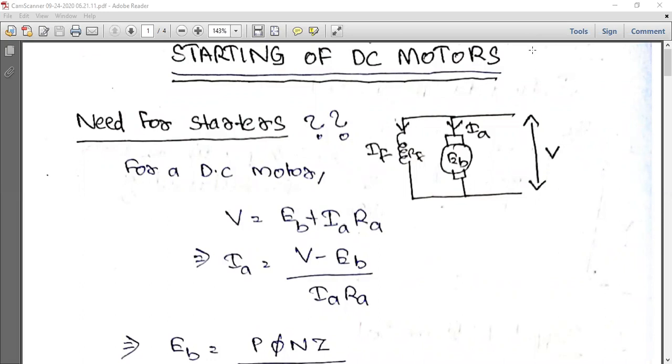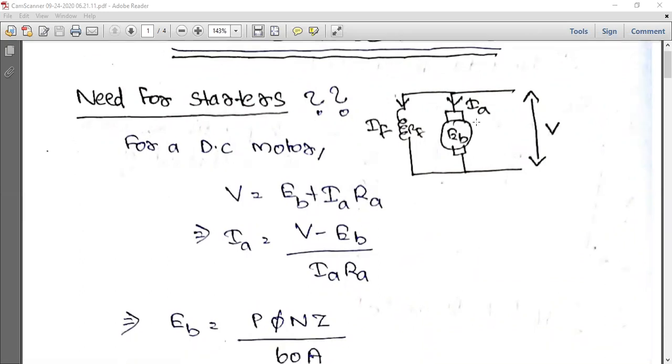So, coming to the figure, you know that this is the figure of a DC shunt motor. So, for a DC motor, we know the EMF equation will be V is equal to Eb plus Ia Ra, and the armature current Ia will be given by (V minus Eb) by Ra. By applying KVL, you can get the answer.